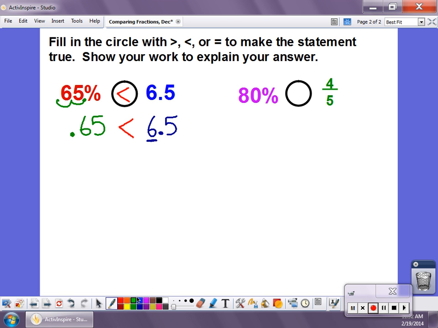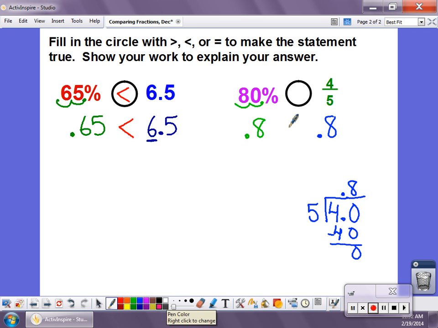Okay, 80%. Let's turn that into a decimal. So I'm going to get 8/10 for that. And then I'm going to take my 4/5, and again, let's turn this into a decimal. And when I do that, 40 can be divided by 5 8 times. So I know this is also 8/10. So I have 8/10 and 8/10, which you know are equal, so we would put an equal sign in here. And that's how you can compare and order fractions, decimals, and percents.